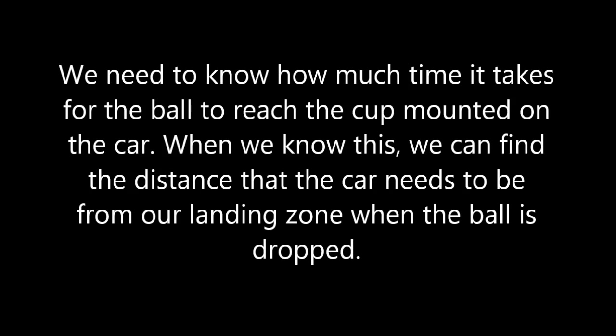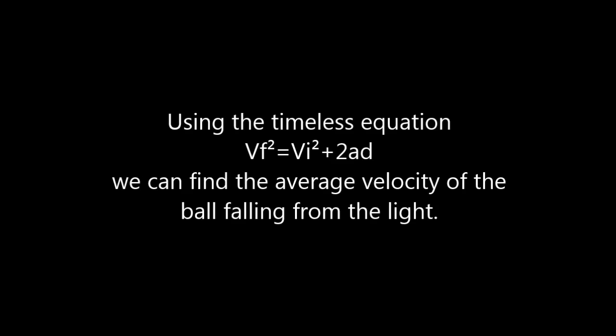We need to know how much time it takes for the ball to reach the cup mounted on the car. When we know this, we can find the distance that the car needs to be from our landing zone when the ball is dropped. Brace yourselves, it's about to get boring. Using the timeless equation, final velocity squared equals initial velocity squared plus 2 times acceleration times distance, we can find the average velocity of the ball falling from the light.